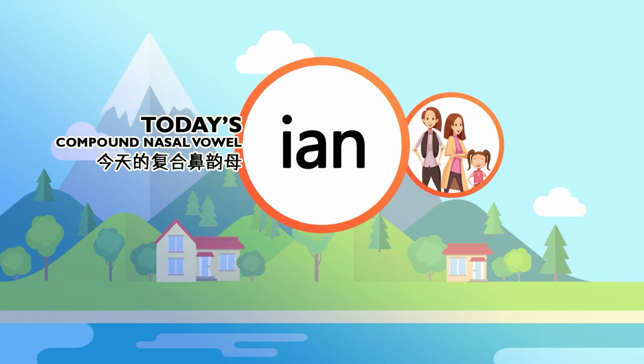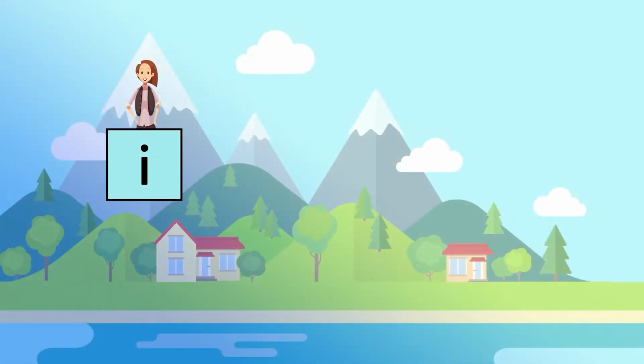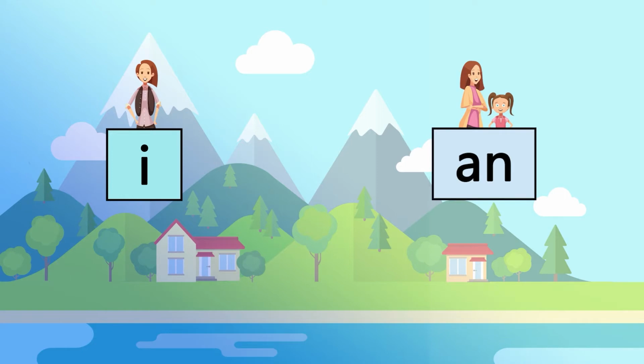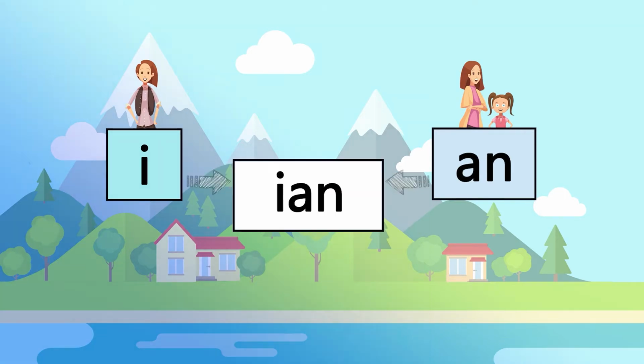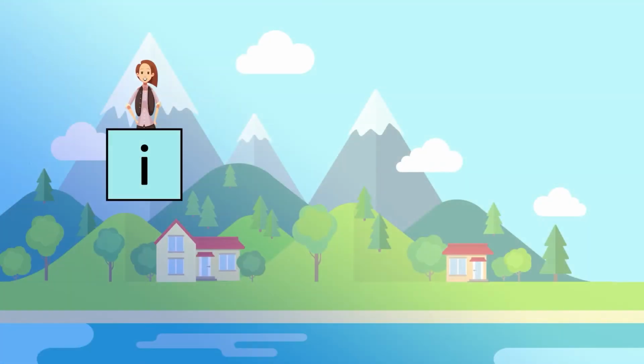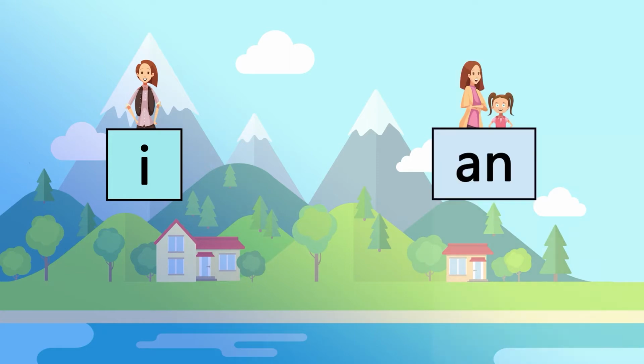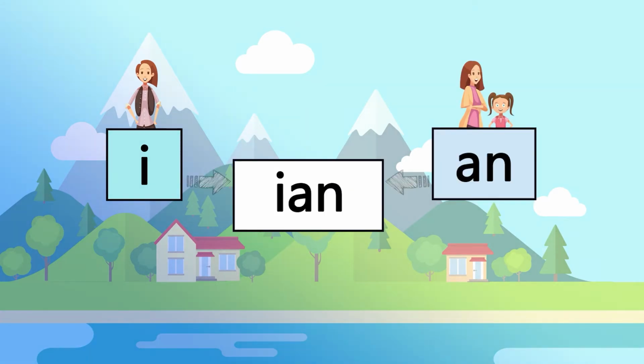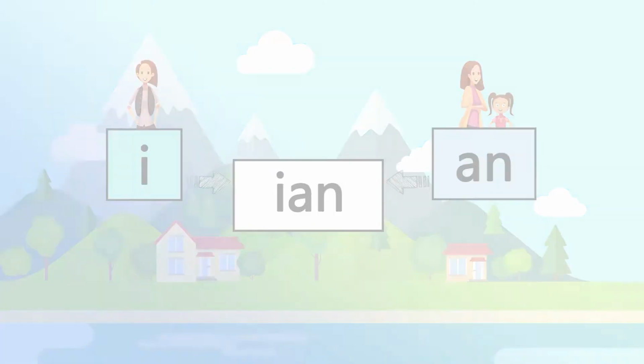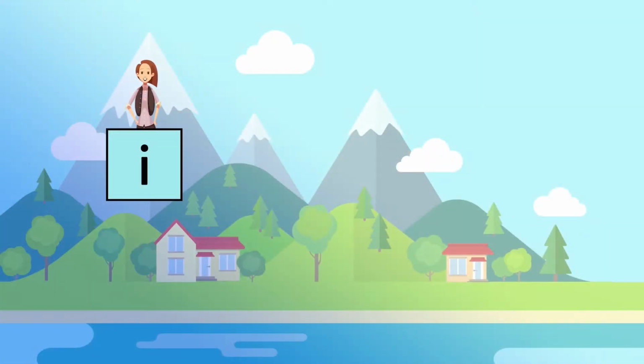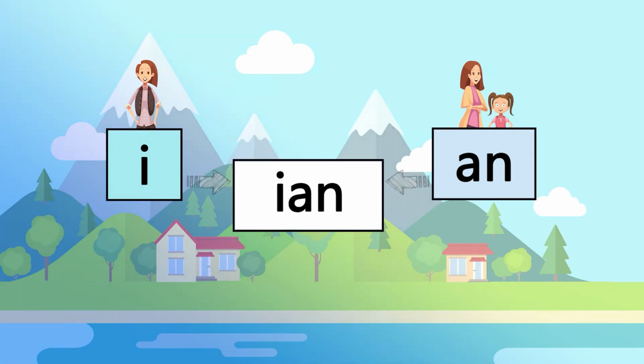Yan. Yan is composed of E and an, pronounced as yan. Again, E, an, yan. E, an, yan. The four tones are yan, yan, yan, yan.